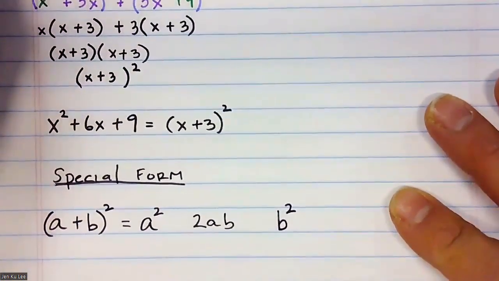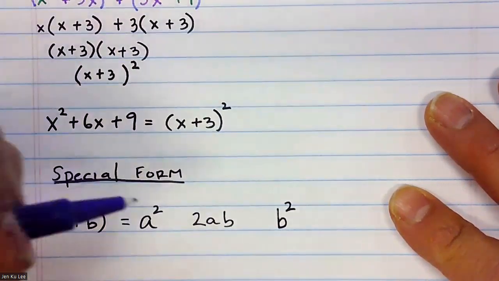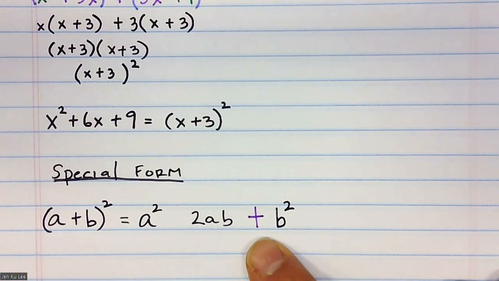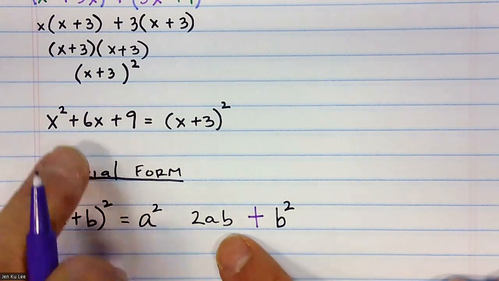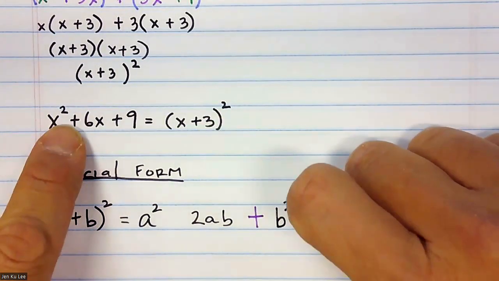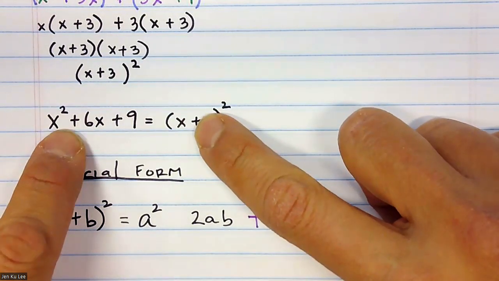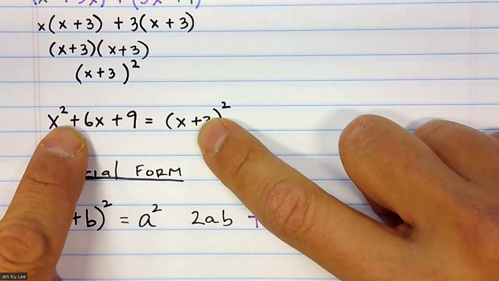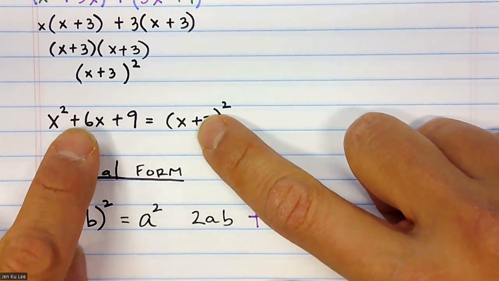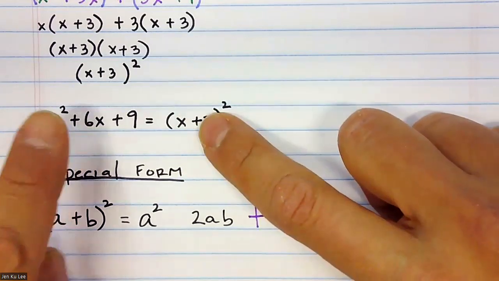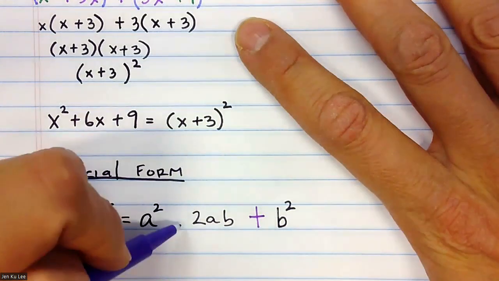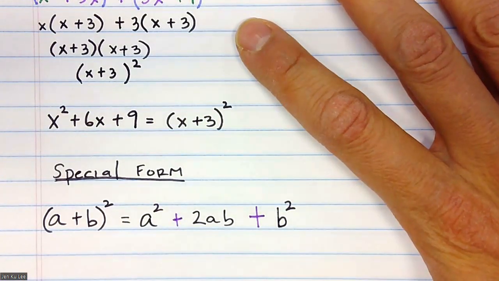Now this back term is always going to be a plus. This middle term will always follow the sign of what's inside. If that's a plus, this is a plus. If this is a minus, this is a minus. So whatever this one is, it's going to go right here.